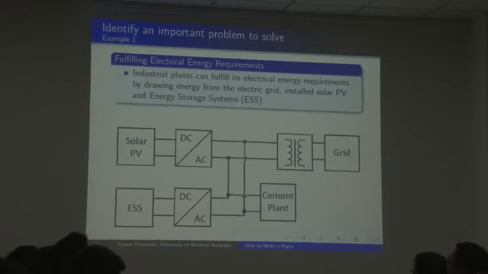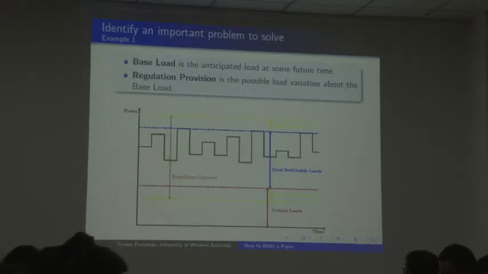So the energy storage system is a battery, right? So that is also connected to the customer, right? So this is how a customer may be connected. And this figure here shows the load profile for the customer. The black curve is the power curve, the power requirement of the customer.